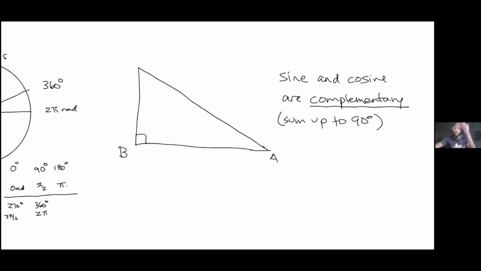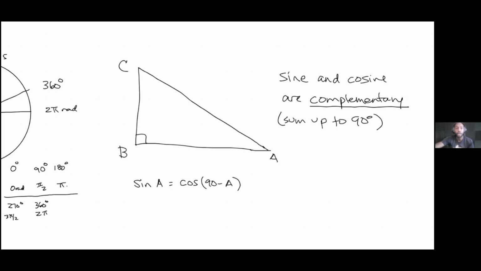So therefore, think about this. Sine of angle A is equal to cosine of 90 minus A. Okay. So keep that in mind. Now, how do I know that? Think about it this way.